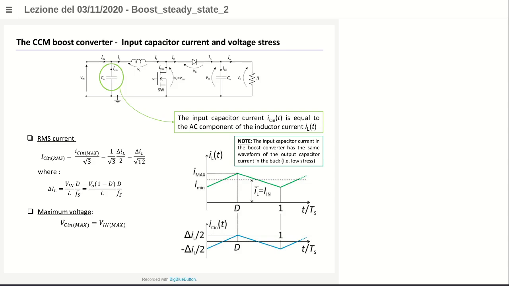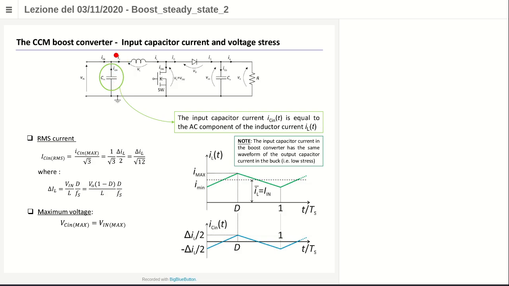So what happens for the input capacitance? Again, charge balance, properties of capacitance. No DC current can flow through the capacitance in steady state condition, like the condition that we are analyzing now. So all the current in this input capacitance is an AC current, with no DC component. The average value of the current flowing into it is null.